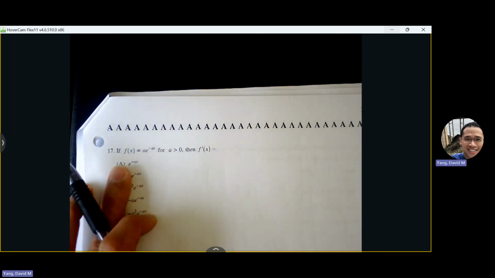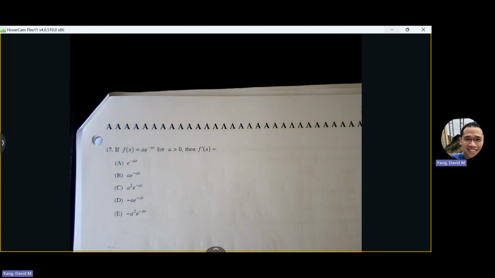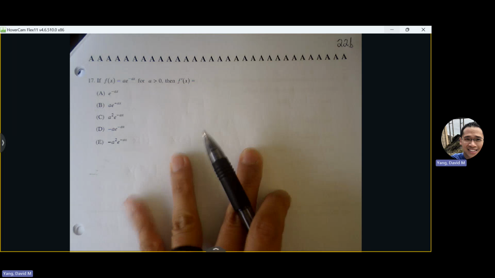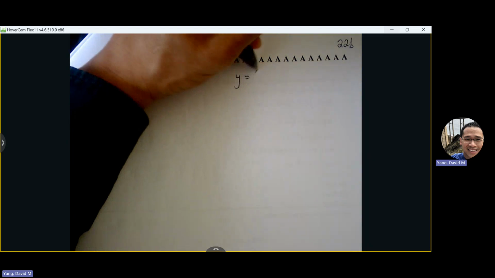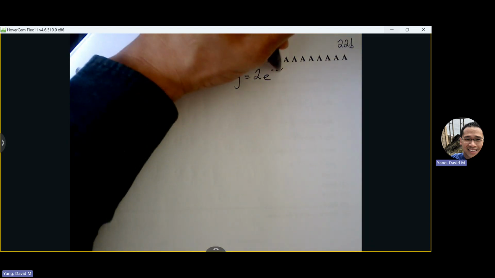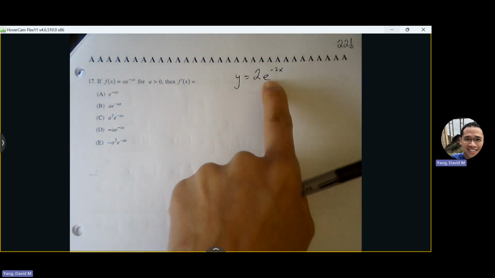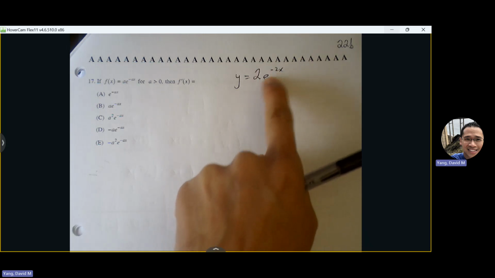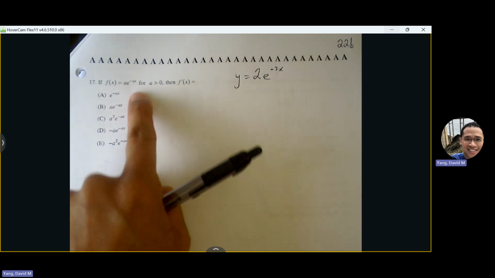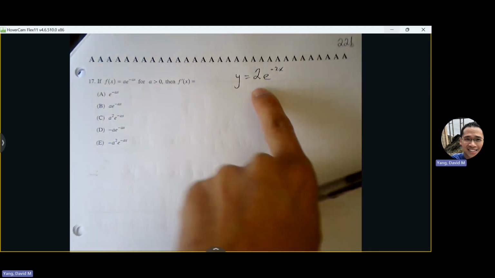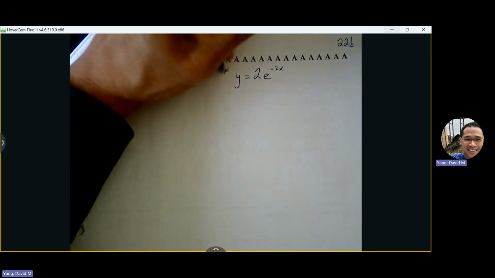I want to make sure to go over 17, so if you can flip over to 17 here. We have a function a e to the negative ax. Treat a like we would if it was a 2 or 3. So imagine if this was y equals 2e to the negative 2x. It's a lot easier to think of it in terms of this. And this you would just make e to the u times u prime. You'd bring down the -2. Same thing here. You just treat a like you would if it was a 2 or 3.